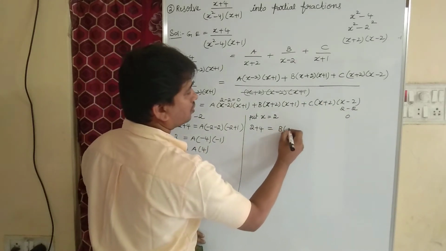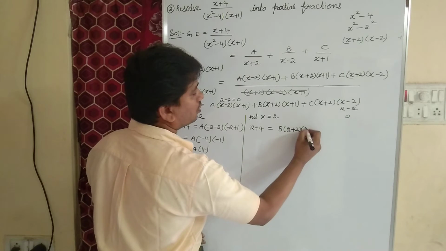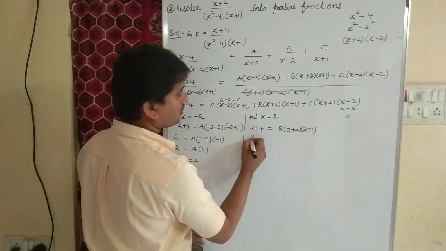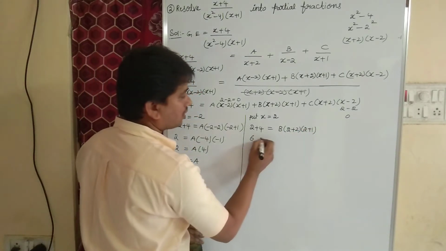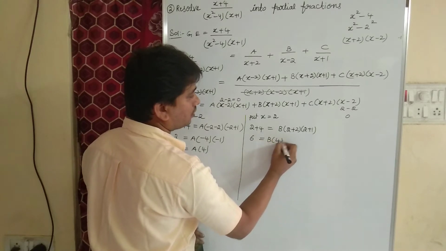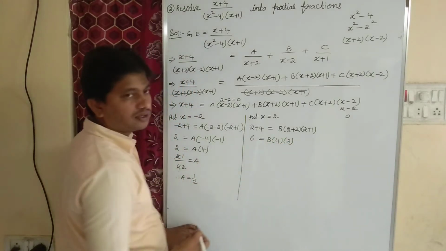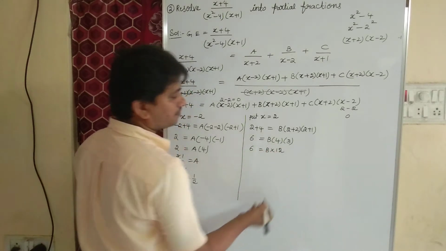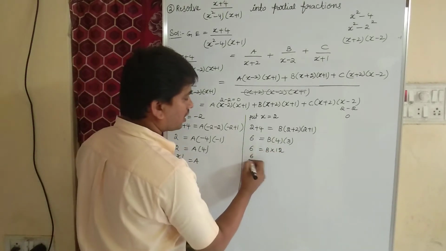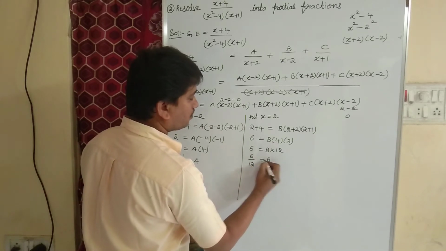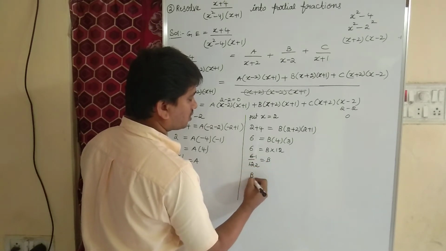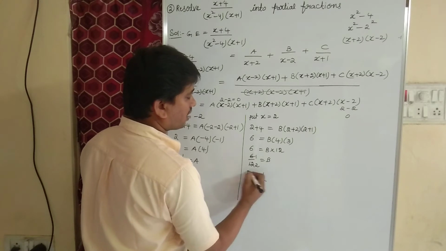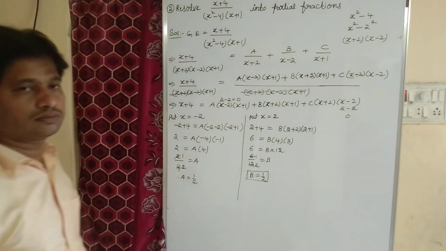Now b into 2 plus 2 into 2 plus 1. As 2 plus 4 is 6, equal to b into 2 plus 2 is 4, and 2 plus 1 is 3. So 6 equal to b into 4 3s are 12. 12 is multiplying, transpose: 6 by 12 equal to b. So what is the value of b, children? The value of b is 1 by 2.